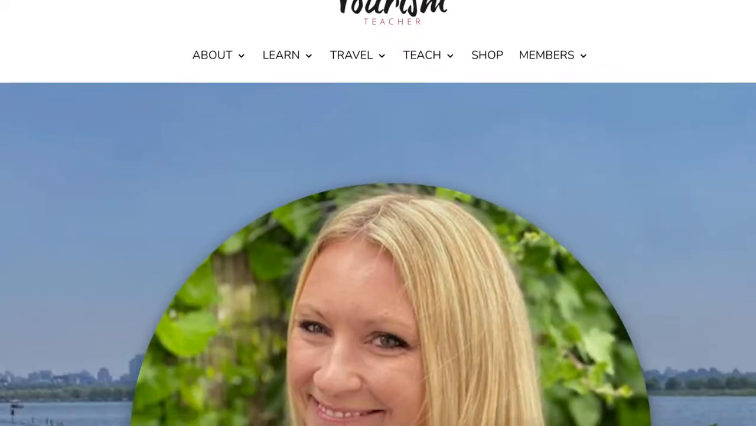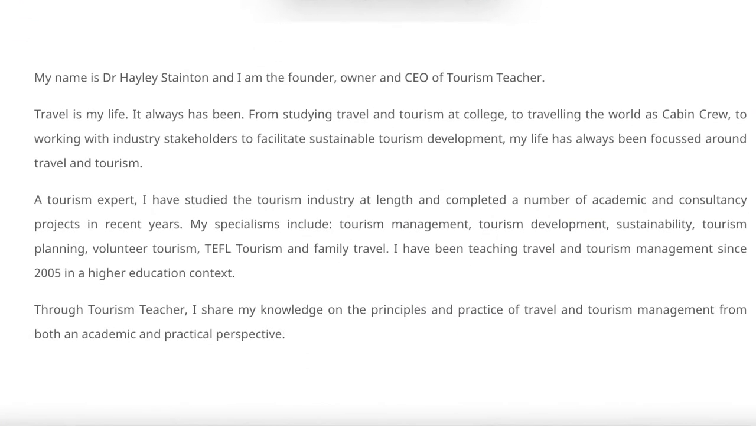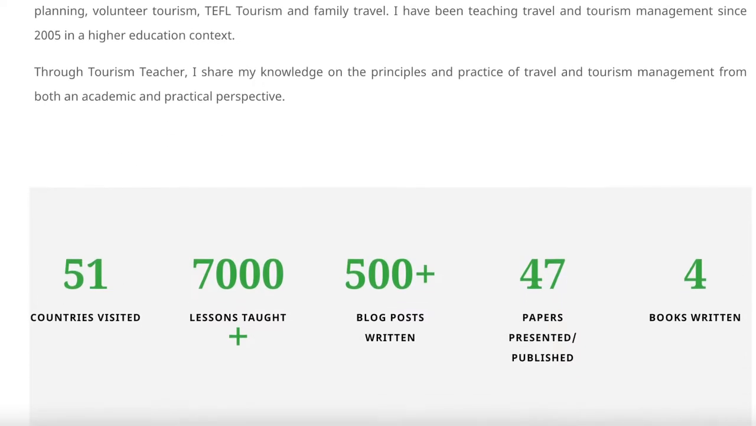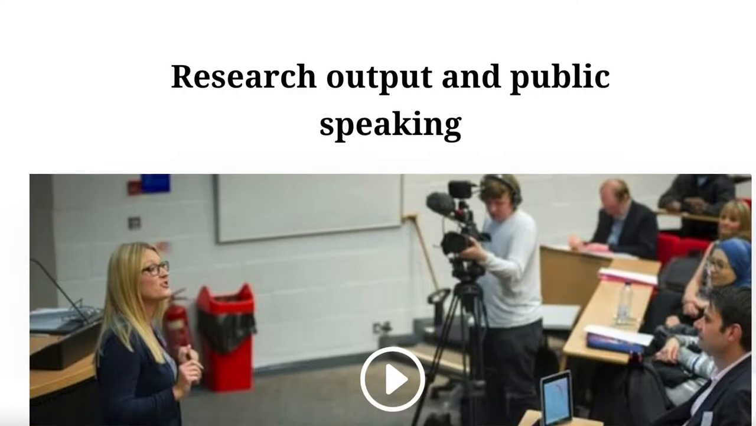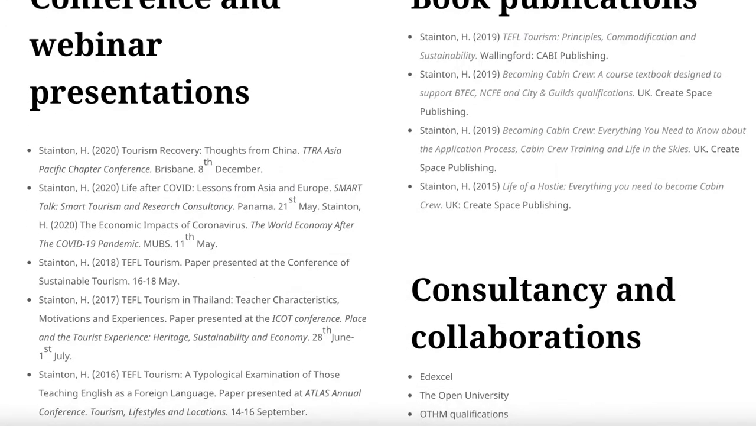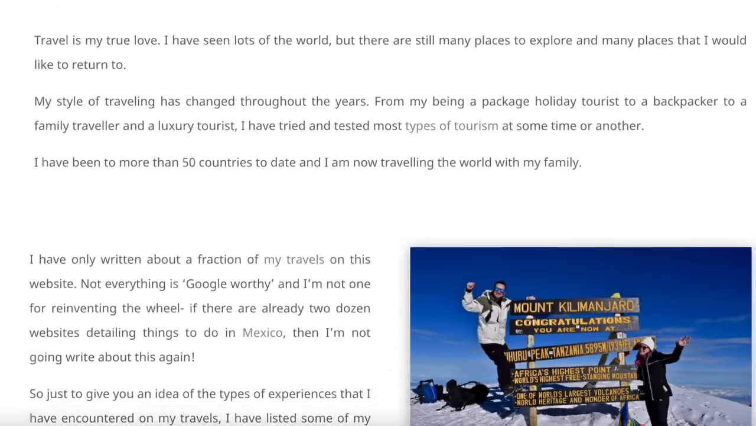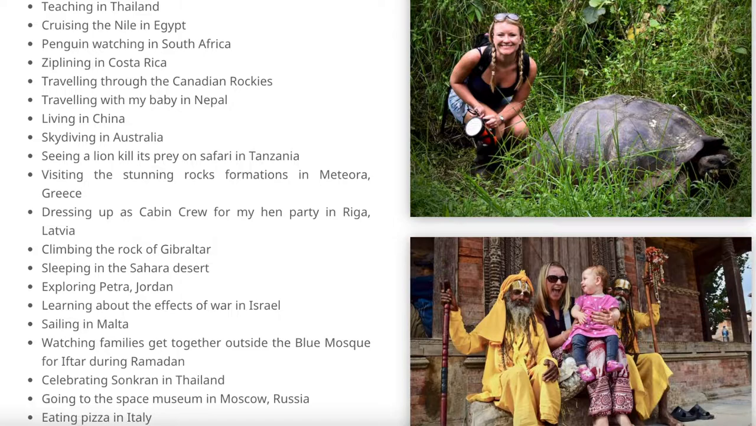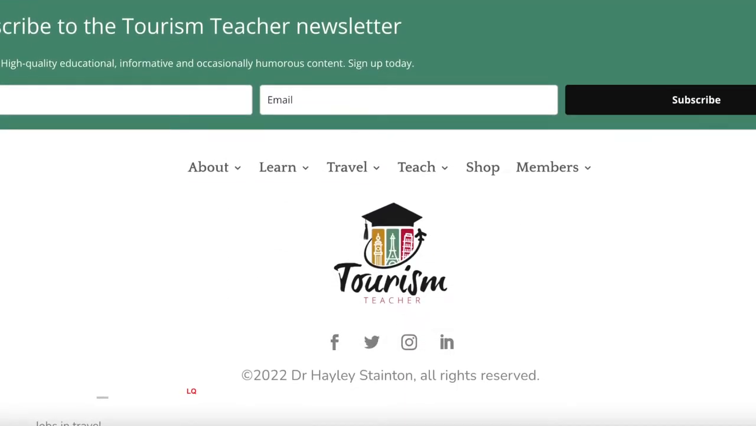Now, for example, you could reference my website, Tourism Teacher, and I have an article on the environmental impacts of tourism. You could be fairly sure that's quite a good source because you can look at my credentials and you can see that I have a PhD in it, that I have studied at length in this area, that I have taught. However, I can still write anything I want and nobody's really questioning me.